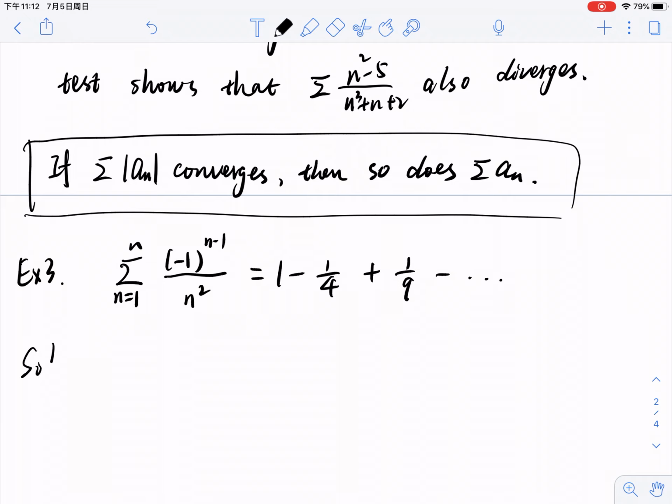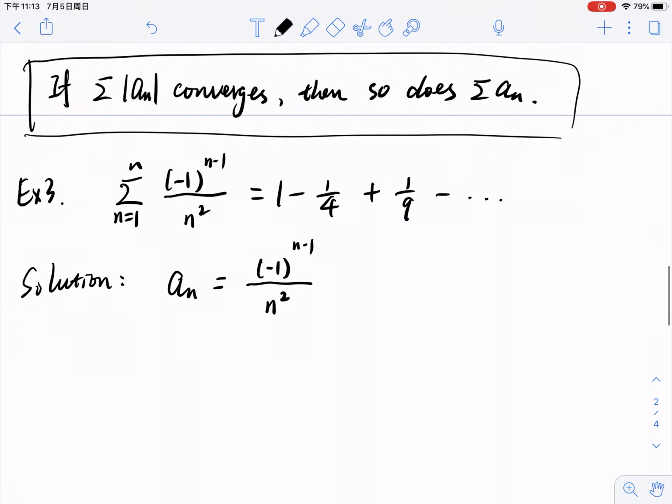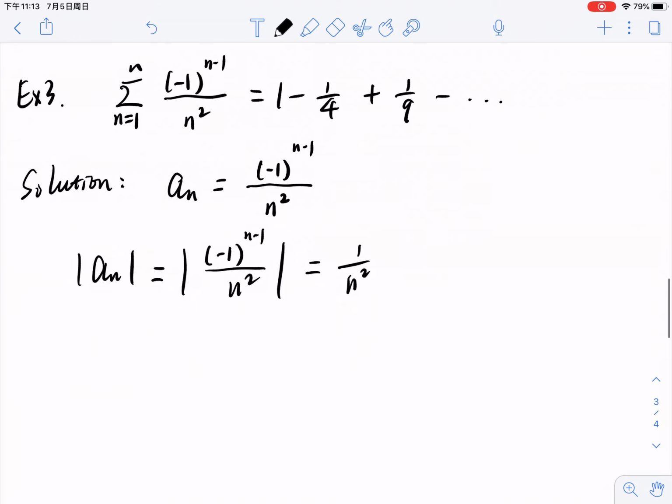And we have a_n is negative 1 to the n minus 1 over n squared. So the absolute value of a_n is the absolute value of negative 1 to the n minus 1 over n squared. So this is 1 over n squared. We know the p-series, sigma 1 over n squared, converges.